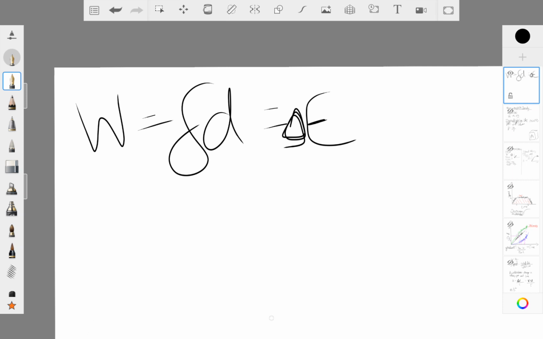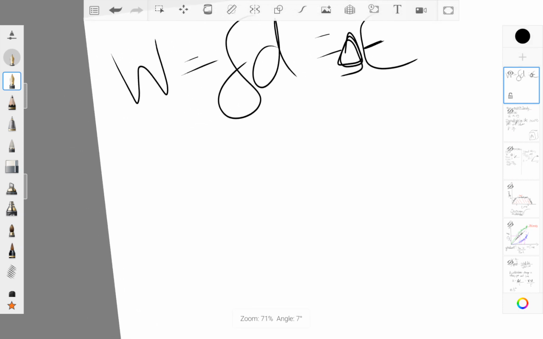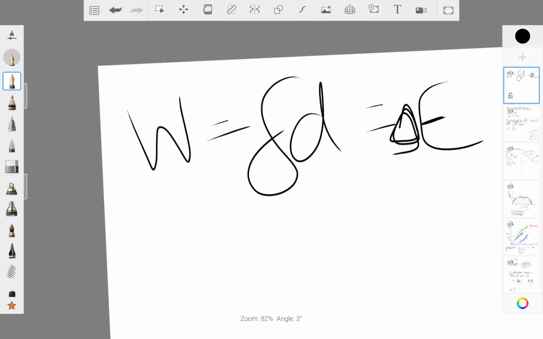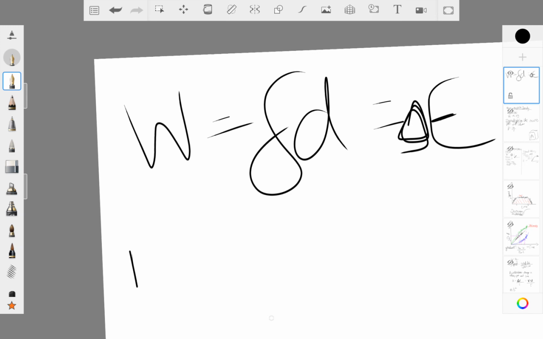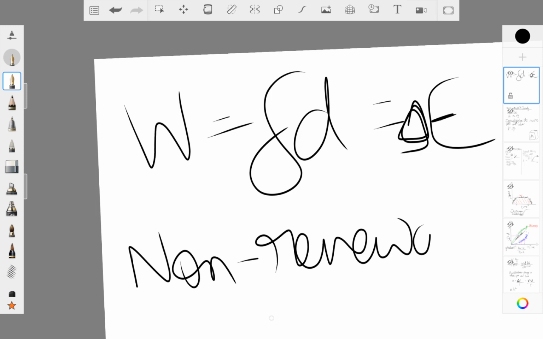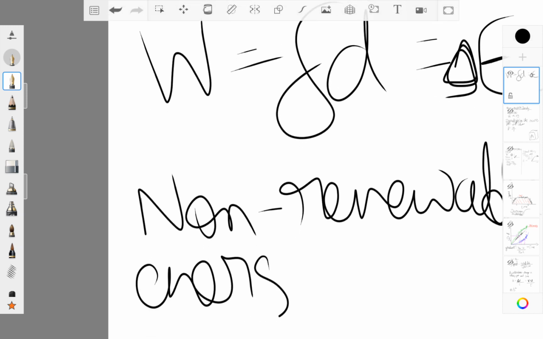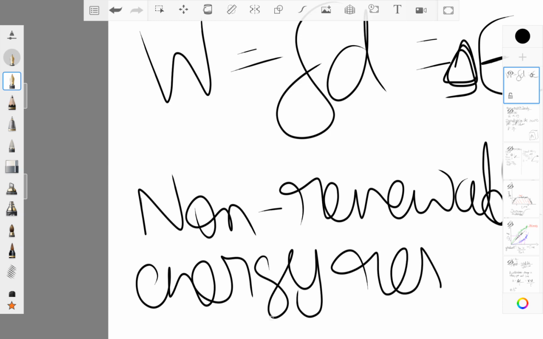So now you must consider energy sources. You have two main energy sources: renewable energy resources and non-renewable energy resources. Let's look at the non-renewable ones first.